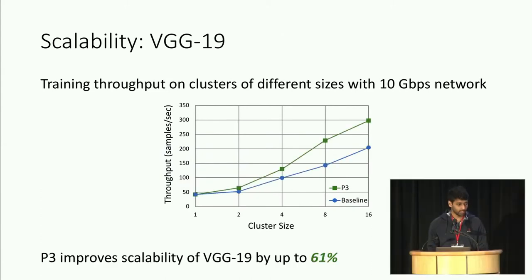So finally, we measure the scalability of P3 compared to baseline. This is done on an AWS cluster with g3.4xlarge machines and 10 Gbps network bandwidth. We measured the training throughput by increasing the cluster size from 1 to 16. As you can see, P3 actually scales much better than baseline, with about 61% more performance compared to the baseline system.